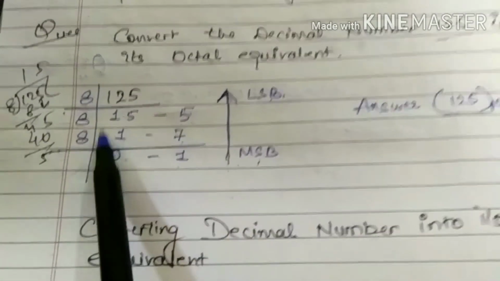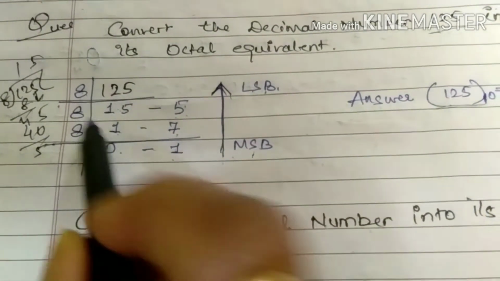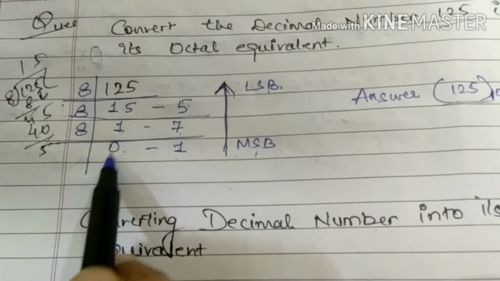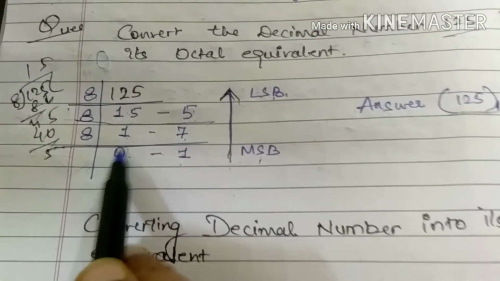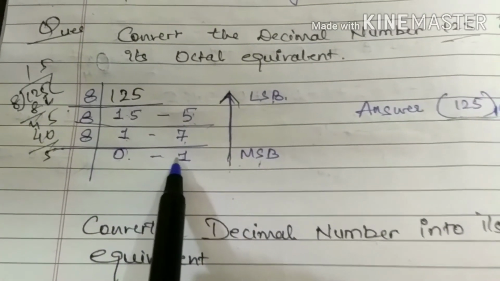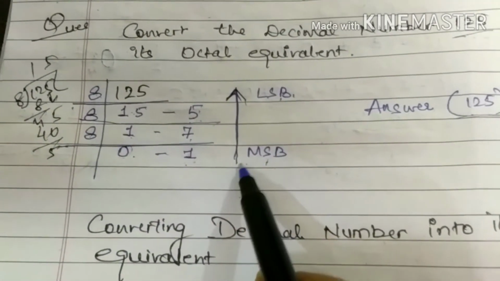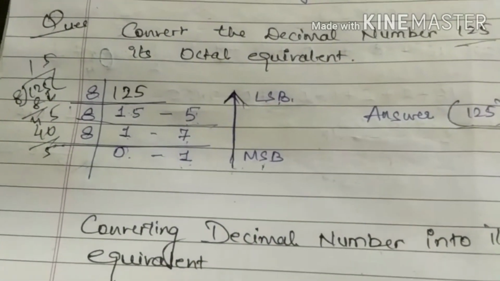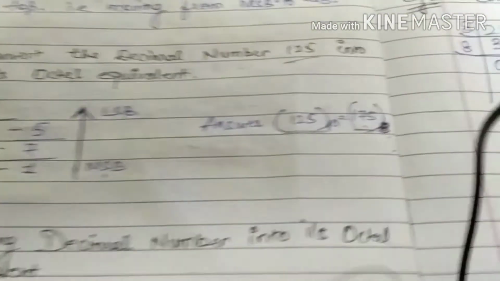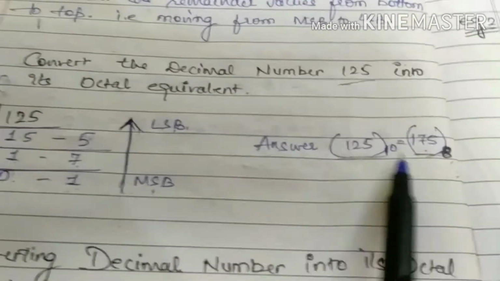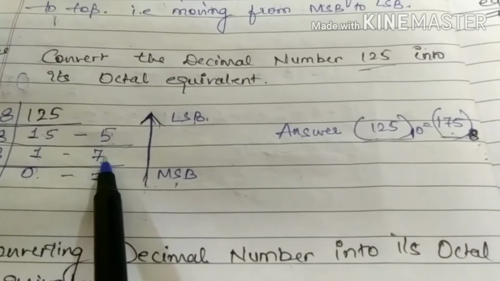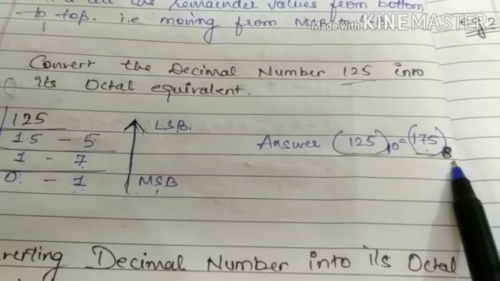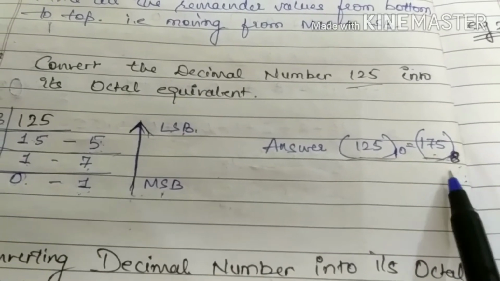Got it? So now 8 ones are 8, remainder will be what? 7. When we divide 1 by 8, the quotient will be what? 0. Now the quotient is 0, we'll stop here. And the remainder will, of course, be 1. Now we have to write like this, remember? So that is most significant bit to least significant bit. Now my answer is what? That is 125. It is equivalent to what? 175. And don't forget to write the base. So write the base over here.